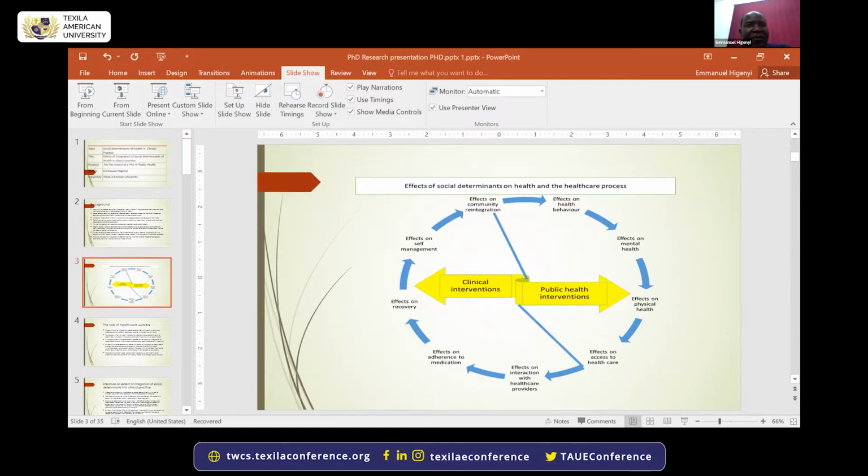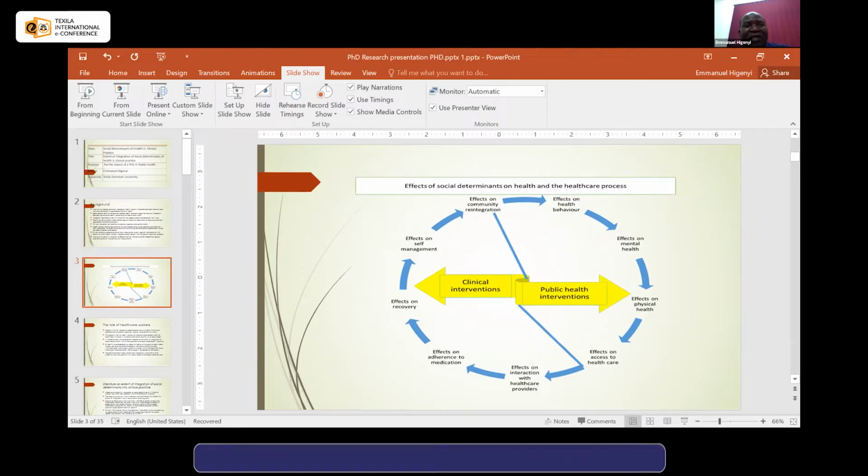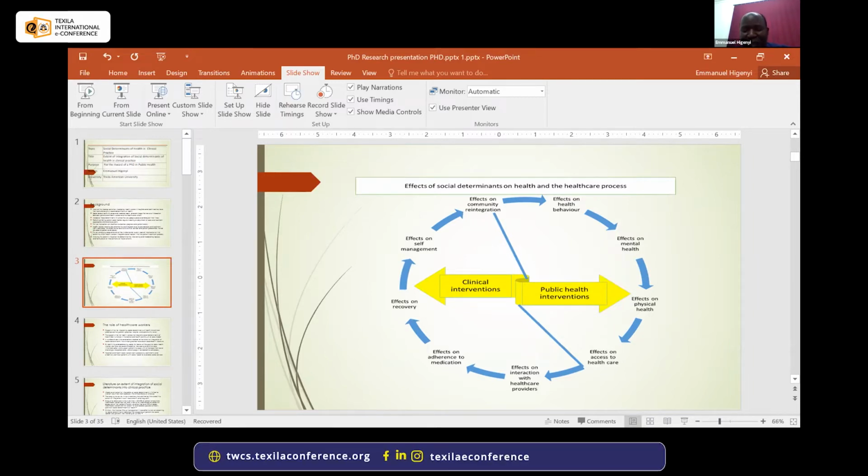I am explaining this diagram, which shows the various mechanisms through which the social determinants of health influence health and healthcare outcomes. To the left of the screen, we see aspects where the social determinants influence how patients interact with health workers. And to the right is how social determinants impact the general well-being of individuals. This is just a highlight to show the importance of considering these social factors in clinical practice.